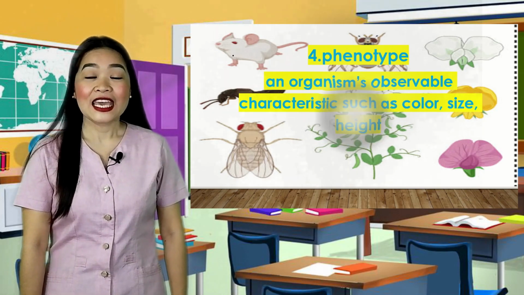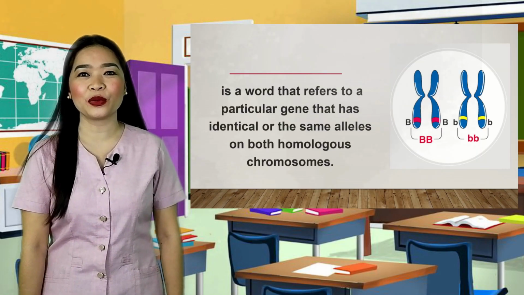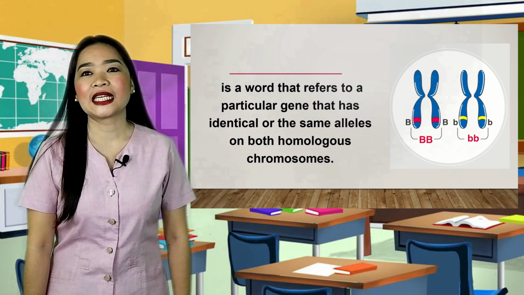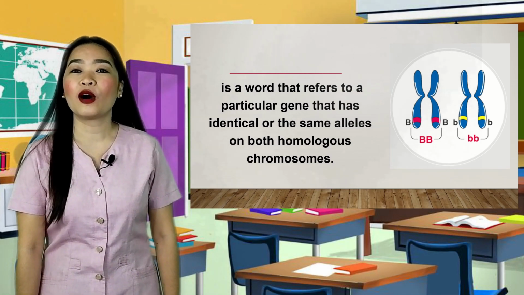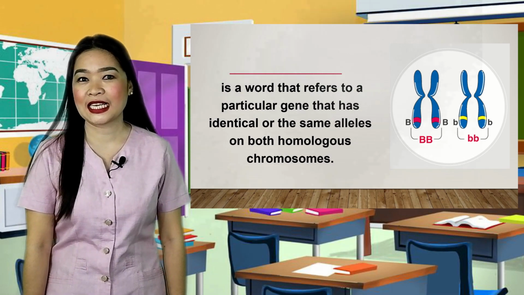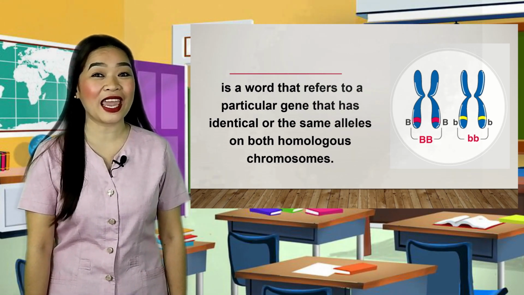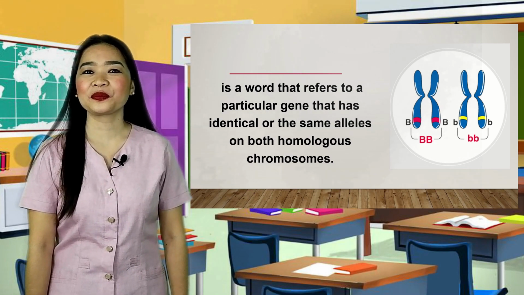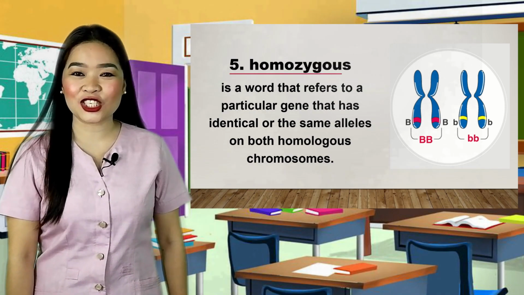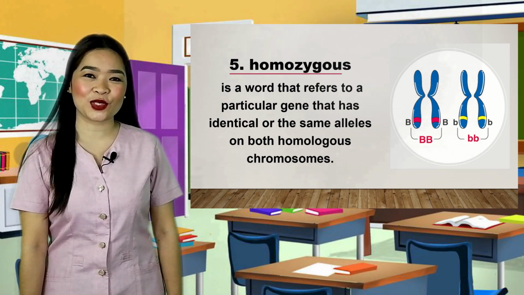Number 5 is a word that refers to a particular gene that has identical or the same alleles on both homologous chromosomes. The word starts with the letter H and ends with the letter S. Exactly. The answer is homozygous.